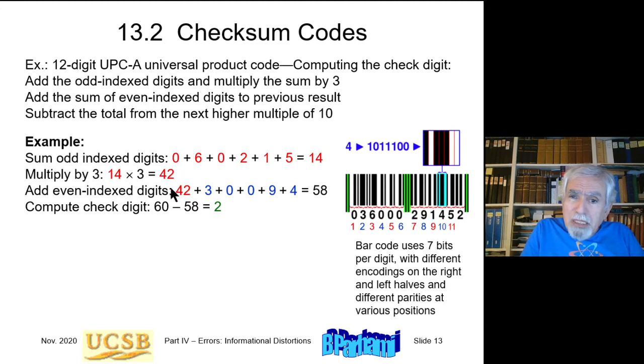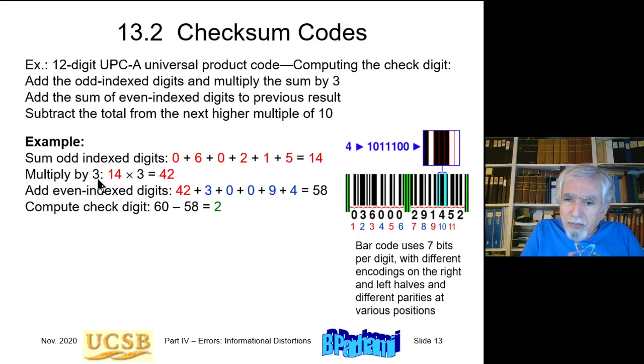Sum the odd index, so index these digits, 1, 2, 3, and so on. The red indices are odd indices. The blue indices are even indices. So the process for determining this check digit goes like this. Sum odd index digits. So add 0 to 6 to 5 to 0 and so on. And you get 14. Multiply by 3.